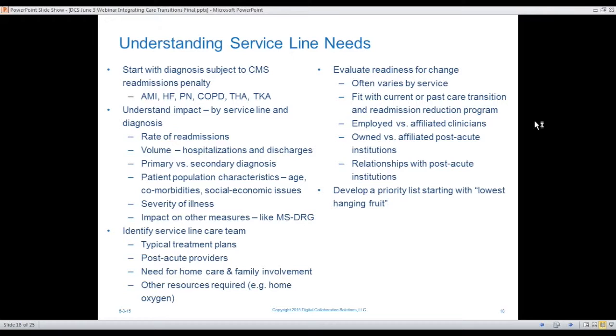Different services and different organizations might have different readiness for change. It might be things they've seen in current or past transition programs. It might be whether they're employed by your organization or affiliated, financial interrelationships. It might be relationships you have with post-acute institutions.